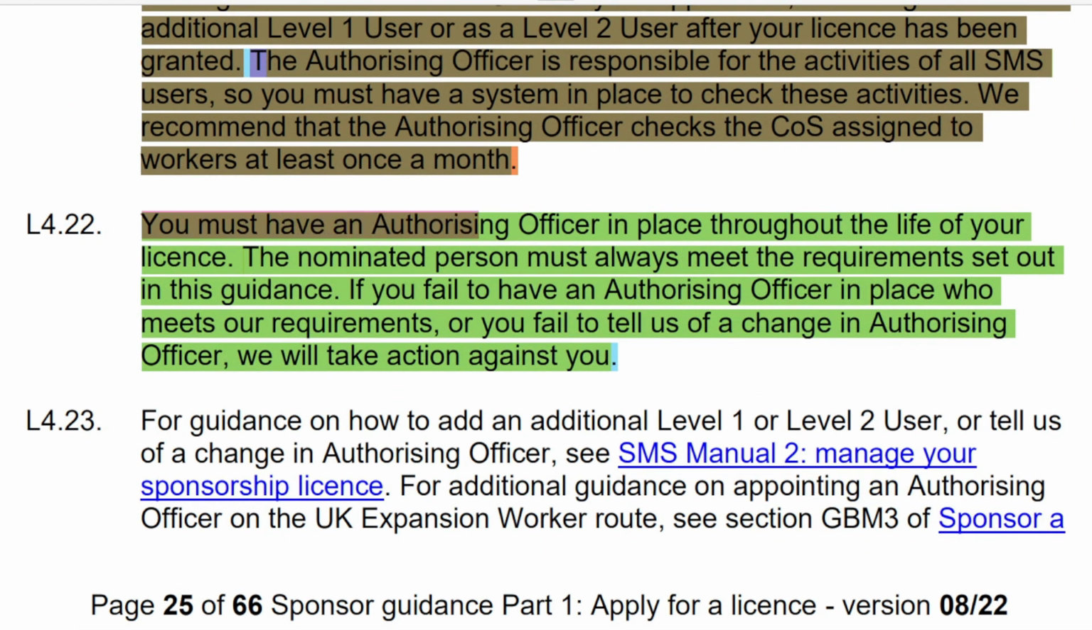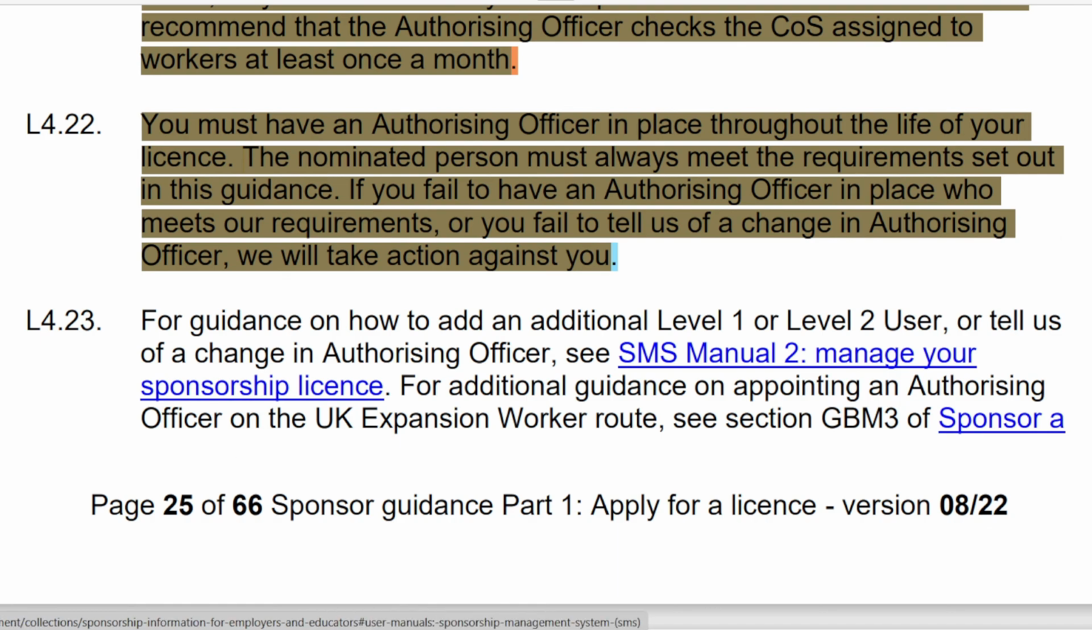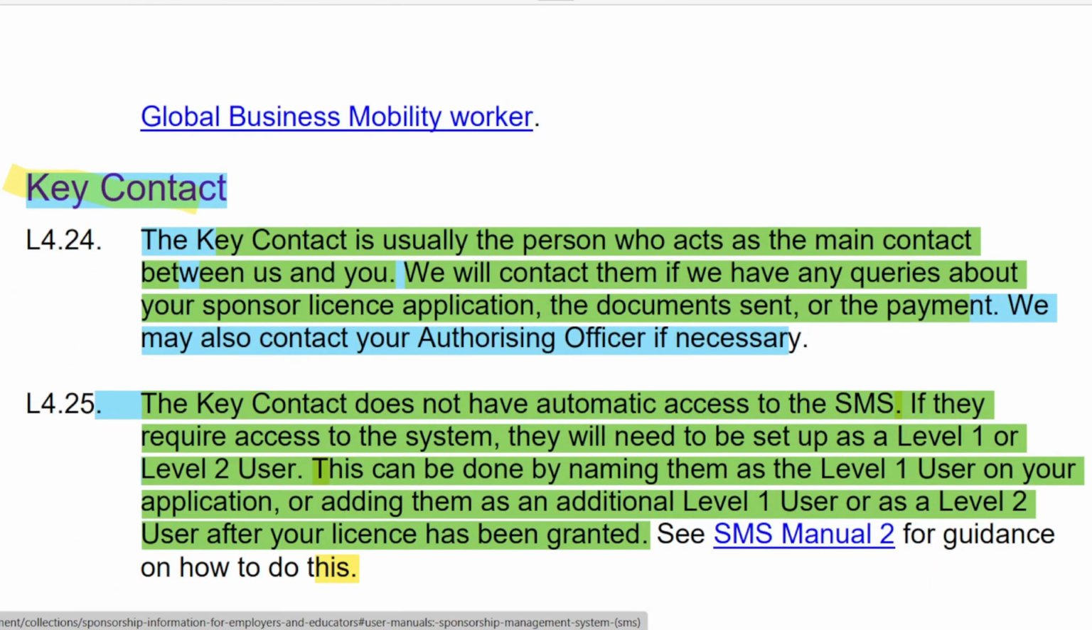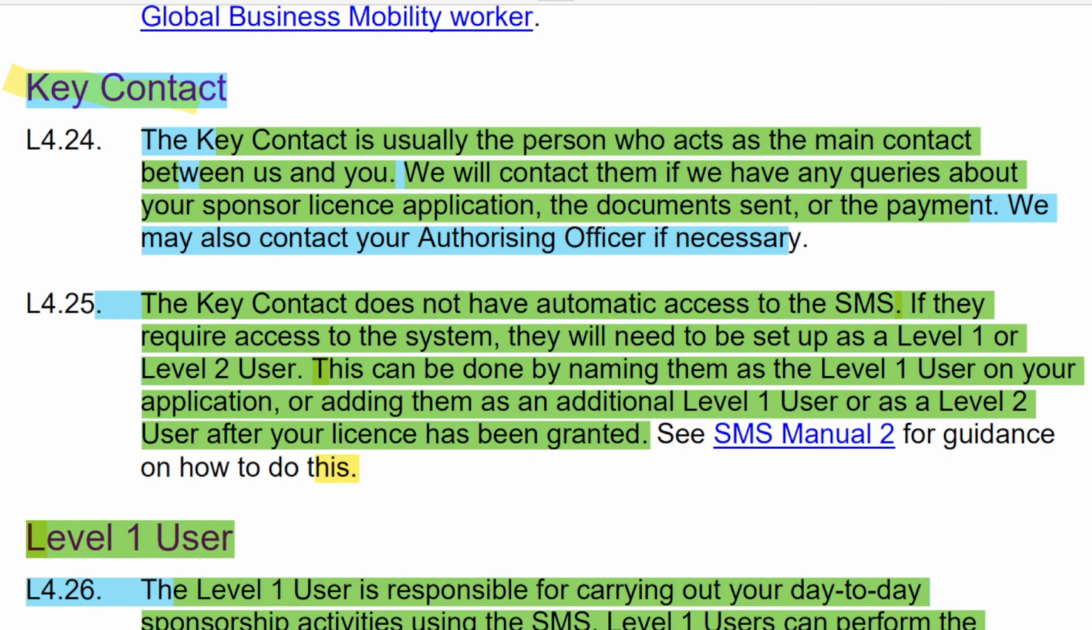You must have an authorizing officer in place throughout the life of your license. The nominated person must always meet the requirements set out in this guidance. If you fail to have an authorizing officer in place who meets our requirements, or you fail to tell us of a change in authorizing officer, we will take action against you. So an authorizing officer must be in place all the time when you hold the license. If not, it can be trouble for you, and the Home Office can fine you as well, or they can revoke your license.